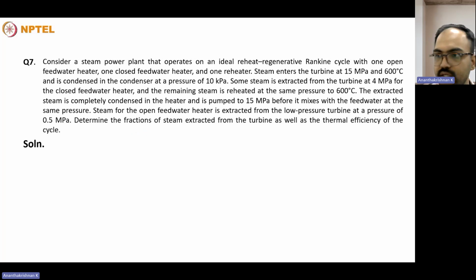So this has got a couple of feed water heaters, one open and one closed, and it's operating between the same temperature limits. So we will see what will be the change in efficiency that an additional closed water heater can bring to the table. Try to look into the problem. I'll also try to solve within a minute.